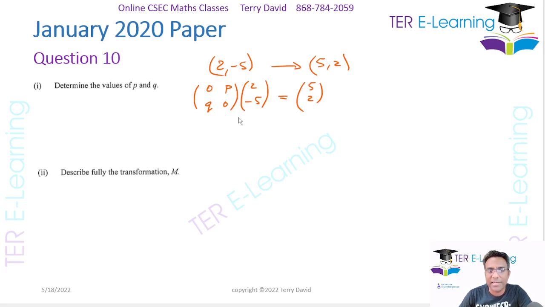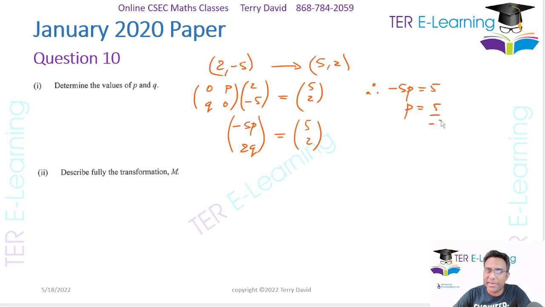So 0 by 2 is 0, then P by -5 is -5P. So -5P is on top here. Then Q by 2 gives me 2Q, and then 0 by -5 is 0. So all I'm ending up with on the left side is this, and on the right side is (5, 2). So from that, I can say that -5P is equal to 5, so P is 5 over -5, so P is equal to -1. I can also say that 2Q is equal to 2, so Q is 2 over 2, and Q is equal to 1, right? So we've worked out P is -1, and Q is 1.